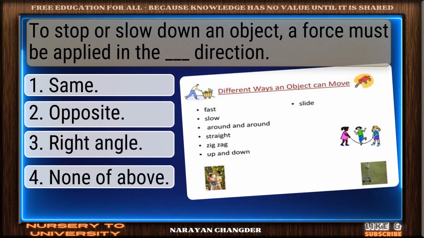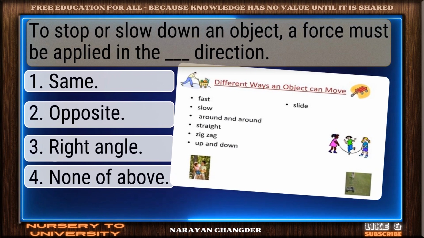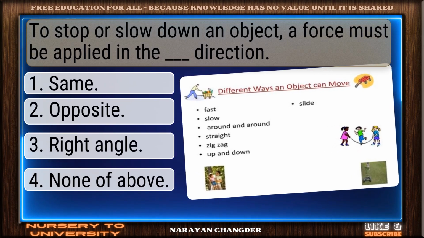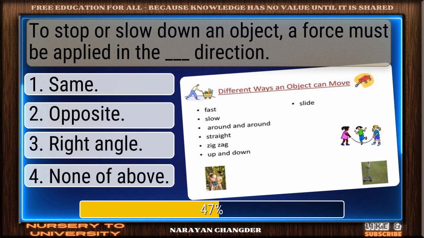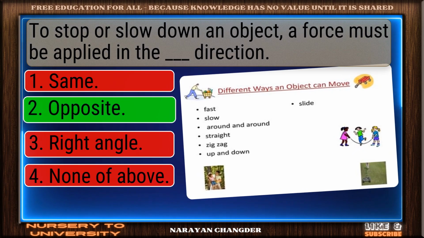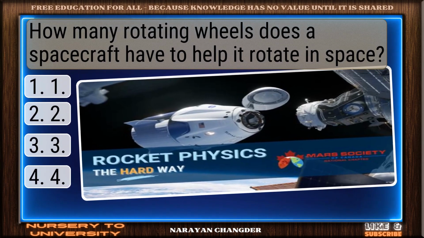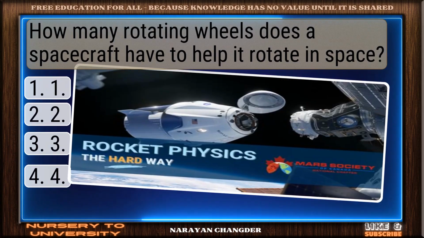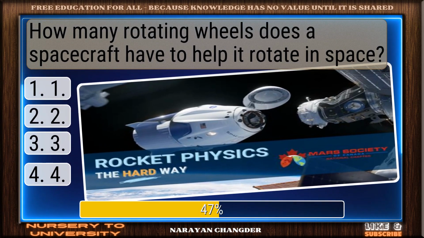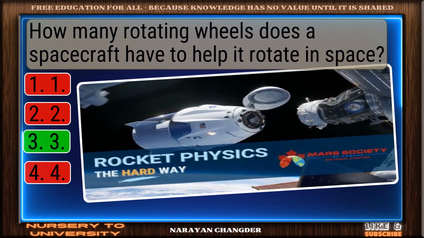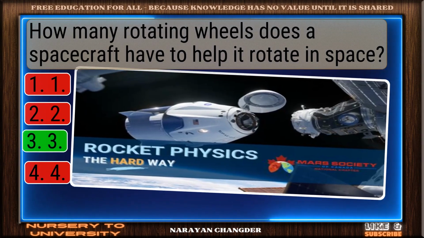To stop or slow down an object, a force must be applied in the dash direction. Well done. Opposite is the right choice. How many rotating wheels does a spacecraft have to help it rotate in space? Good thinking. 3 is the right answer.